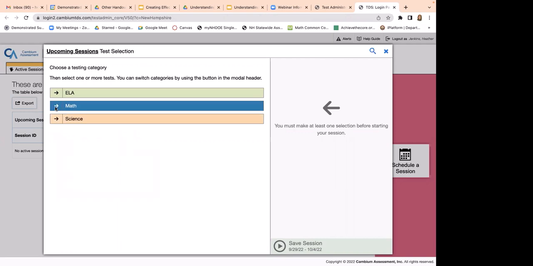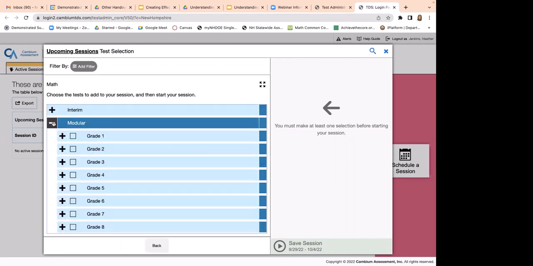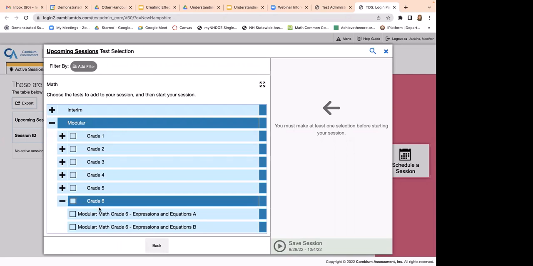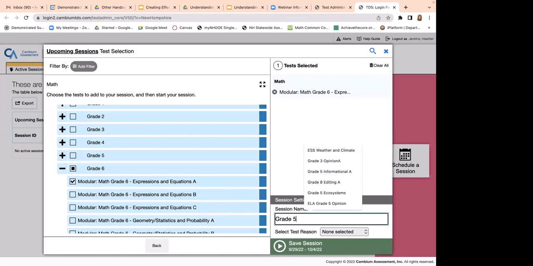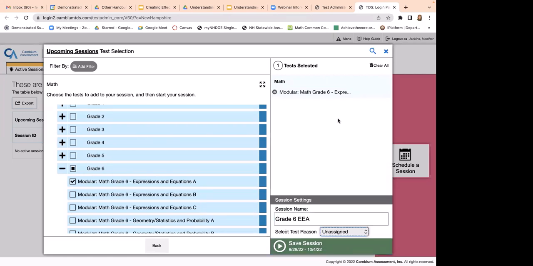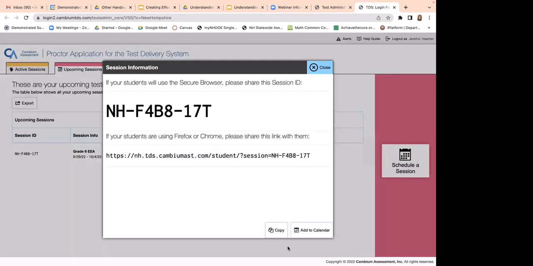And then I start choosing the same information. I'm going to choose the modular. Maybe this time I'm 6th grade, and I'm going to go with expressions and equations. The difference with this is on the right hand side, I can see my modular, but I have to give it a session name, because that way, if I have more than one session open at a time, I know which one's which. So I'm just going to say this is grade 6, expressions and equations A. I want to choose my test reason. I'm going to keep it unassigned. And then I save my session.